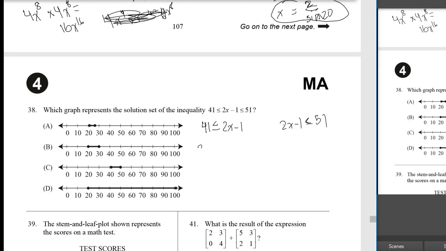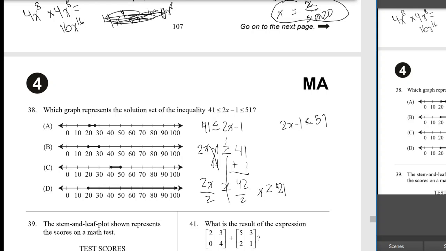All right, then I want to make sure my inequality has the variable on the left side. All right, I hope you guys understand what I did there. The alligator is eating 2x minus 1. All right, add 1 on both sides. 2x is greater than or equal to 42. Divide by 2. X is greater than or equal to 21. Almost did that wrong for a second.